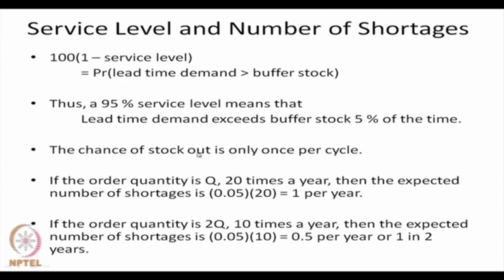Thus, the chance is 5% stock out in one cycle. If the order quantity is Q and is given 20 times a year, then the expected number of shortages is 0.05 into 20, which is 1 per cycle. If the order quantity is Q and is given 10 times a year, then the expected number of shortages is 0.05 into 10, which is 0.5 per year or 1 in 2 years.